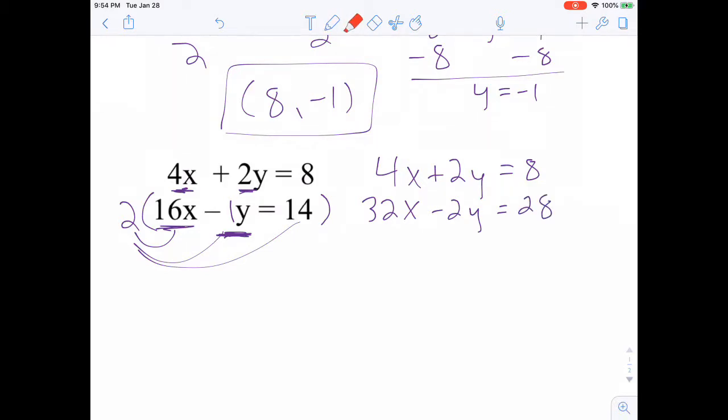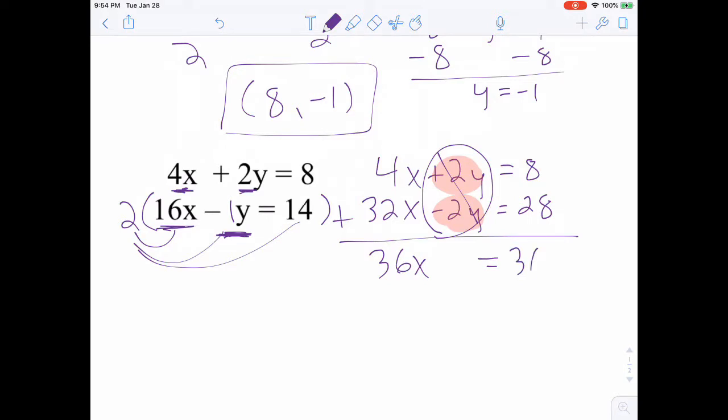Looking at my coefficients now, if you notice, I have positive 2y and -2y. So I add downwards. 4x and 32x is 36x. My y's cancel out. 8 plus 28 is 36. Remember, if we did this correctly, we should have a one-step equation. Divide by 36 on both sides. I get x equals 1.